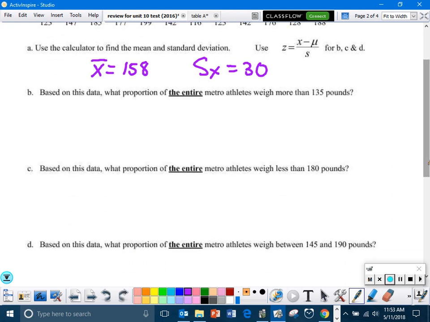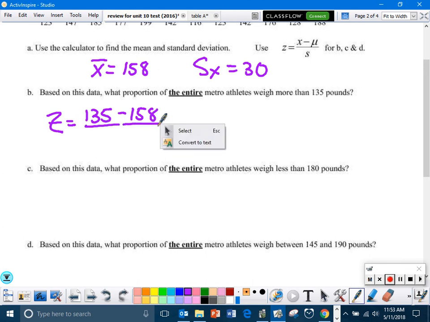So based on this data, what proportion of the entire Metro athletes weigh more than 135 pounds? So we're going to set up our z-score. So we're going to go z equals, the question is always the x, so 135 minus the mean, all over the 30. Now, again, if you type that in all at once, please make sure you use parentheses. So we get a z-score of negative 0.77.